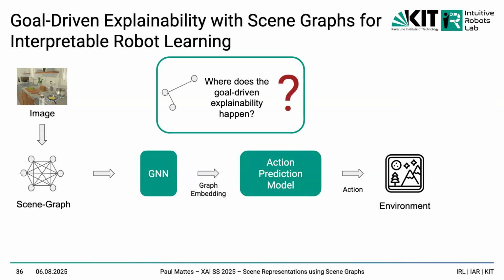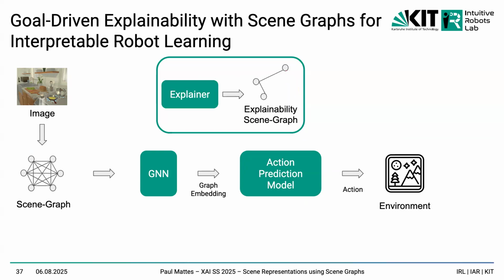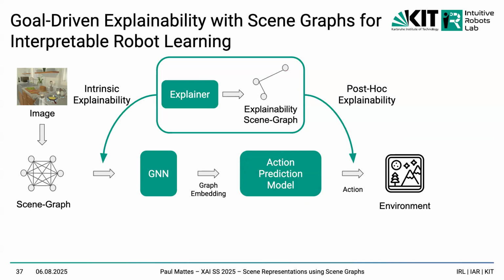And the question now is, where does the goal-driven explainability happen, right? Like, where do we get this subgraph or this importance graph, which explains to us why the robot chose the action it chose? Well, for one, we need an explainer to get this explainability. And then there are two options. We could do it post-hoc. So we train our GNN, our whole model end-to-end on our fully connected graph, and then in the end say, okay, if you now do this rollout, please explain to me what nodes were important. Or we do it intrinsically.